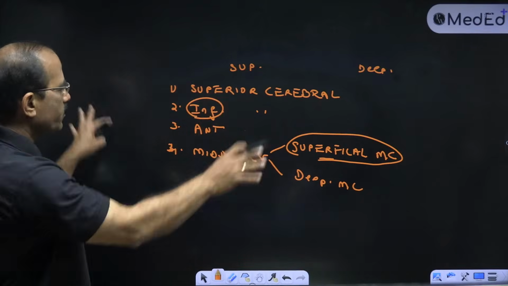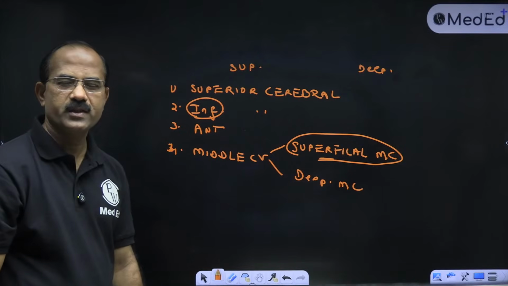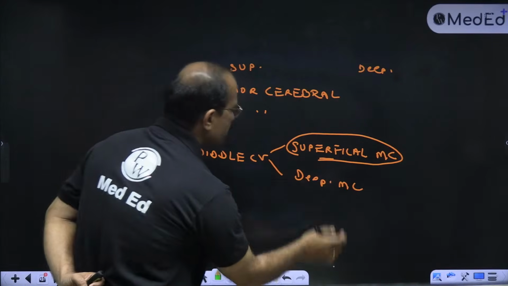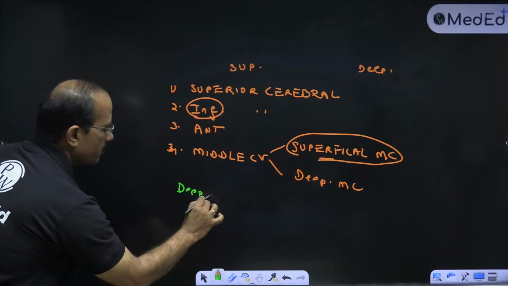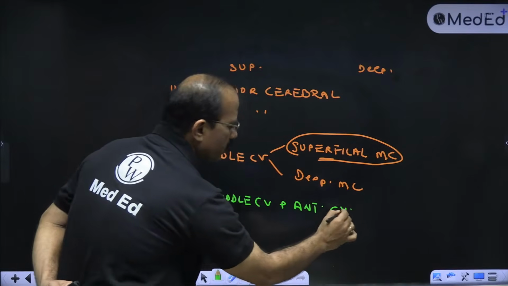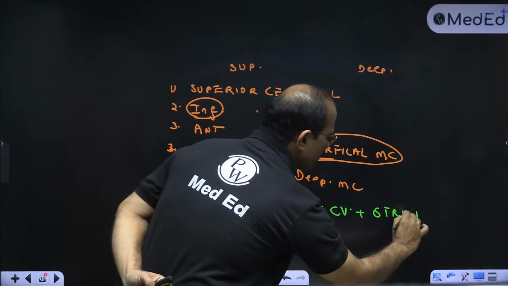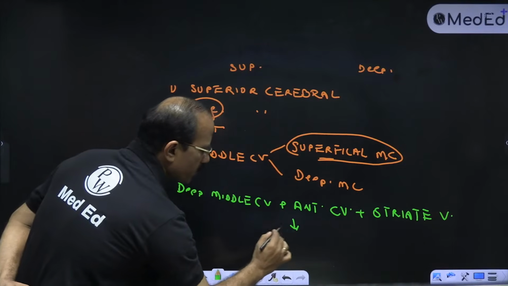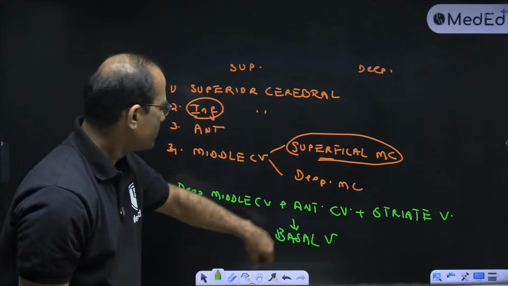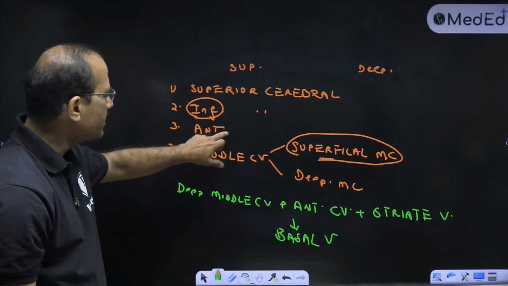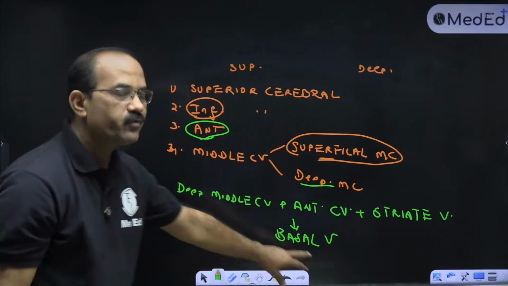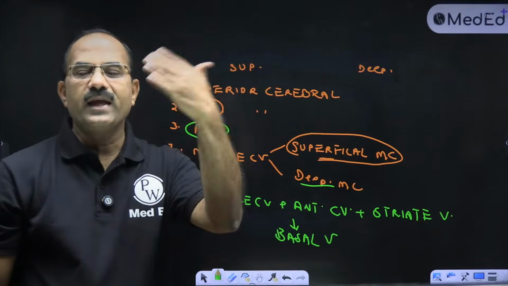Okay. So now out of this, perfect. Are you able to follow this? Yes. Now this deep middle cerebral vein, I'll just write it here for you. Deep middle cerebral vein plus anterior cerebral vein plus striate vein join to form a vein called the basal vein. Just remember this. This is the basal vein. The striate veins come from the perforated substance. They join to form the basal vein, and this basal vein will drain into the great cerebral vein of Galen.